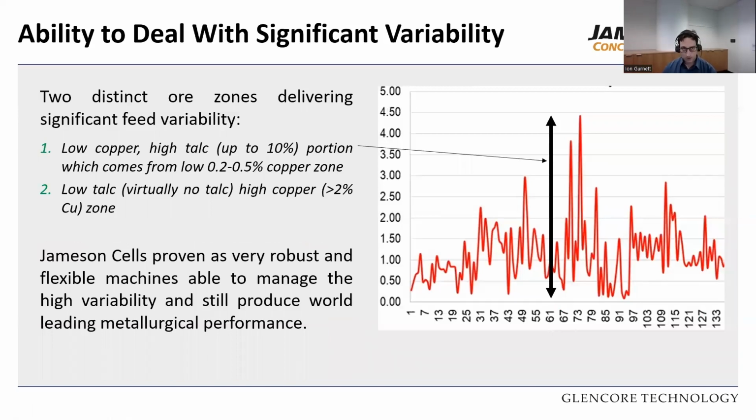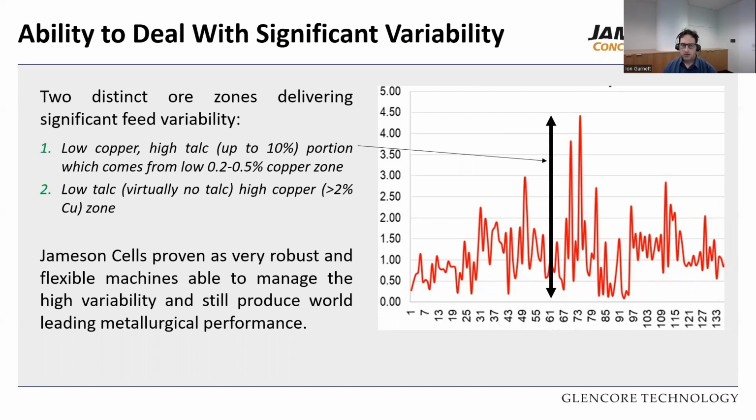So why did they go with Jameson cells? One of the key aspects was due to variability. New Britannia has 2 distinct ore zones, one low copper, high talc ore body, one low talc, high copper. Grade can vary anywhere between 0.2 to 3.5%. And so they had to design a cell that was able to handle that variability.